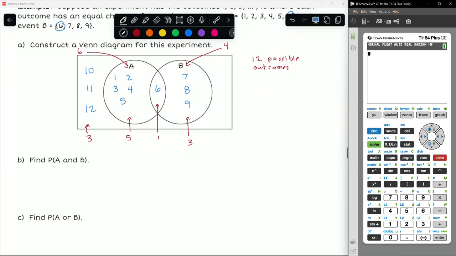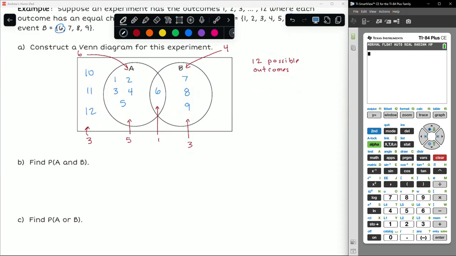So the first says, find P(A and B). And looking at my Venn diagram, and I'm going to do this in color here, A and B are the outcomes that are both. That's this region of my Venn diagram, and I can see that there is one number out of 12 possible outcomes. So the probability that I select a number that is both an A and B is 1 out of 12.